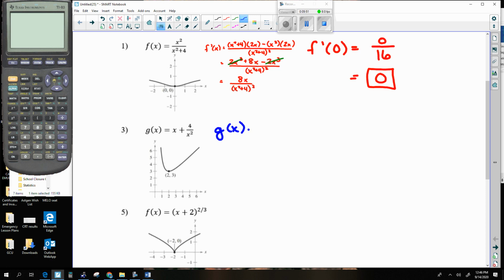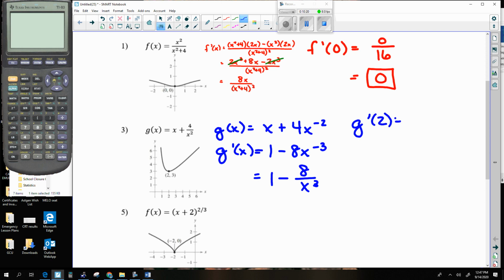Before I get going with the derivative, let's just rewrite this. This is x plus 4x to the negative 2. All right, so the derivative will be 1 minus 8x to the negative 3, or in other words, 1 minus 8 over x to the third. We notice that the minimum point is at (2, 3), so we are going to check this derivative when x is equal to 2. That's 1 minus 8 over 2 to the third. 2 to the third is 8, so this is 1 minus 1, and thus that is 0.